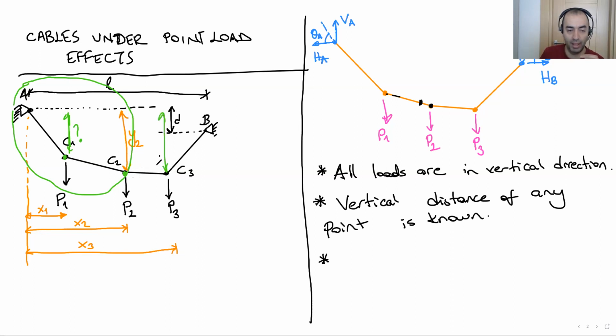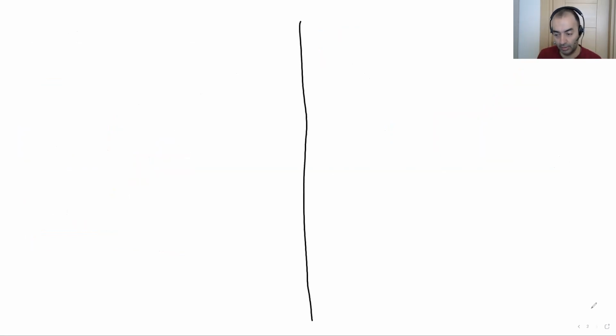I don't know this one. Because to write the equilibrium equation, I need distances. Okay, I need distances. But here we have y2. That's why I cut the system from this C2 and take into account the left portion. Okay, let me write it here.